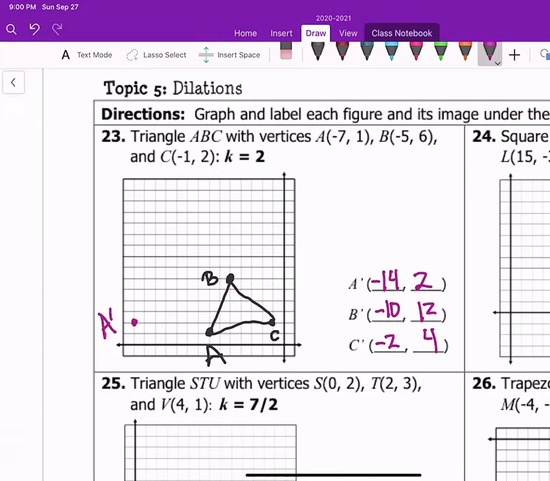A prime. And then B -10, so 12, so 13, 14, 13, 12, 11, 10, and then up 12. 1, 2, 3, 4, 5, 6, 7, 8, 9, 10, 11, 12. Up here. Now, if I mess up, guys, bear with me. These are small squares. My eyes ain't young anymore. -2, 4, -2, so -2, 1, 2, 1, 2, 3, 4. And this is C prime. And then we connect the dots.